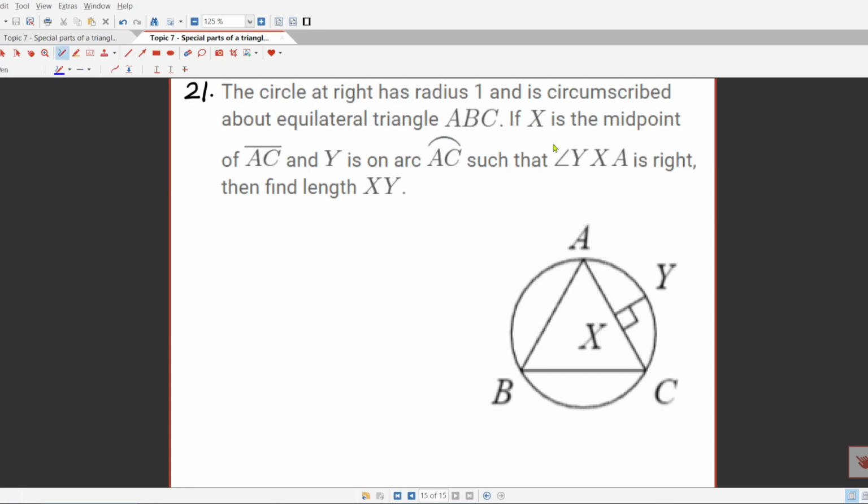The circle at the right has radius 1 and is circumscribed about an equilateral triangle ABC. So each of the internal angles is 60 degrees. X is the midpoint of AC. Y is on arc AC such that YXA is a right angle. Then find the length of XY.